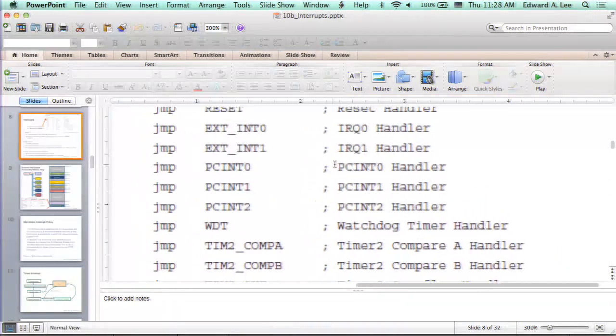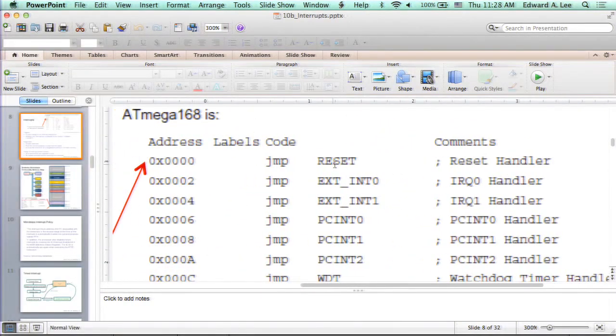Where is it? There it is. Is that better?